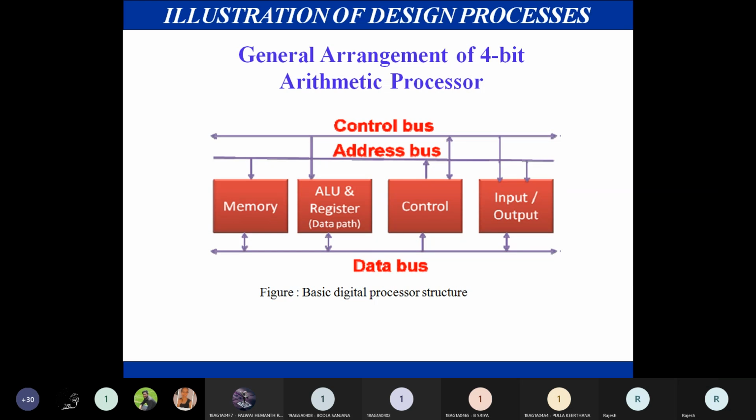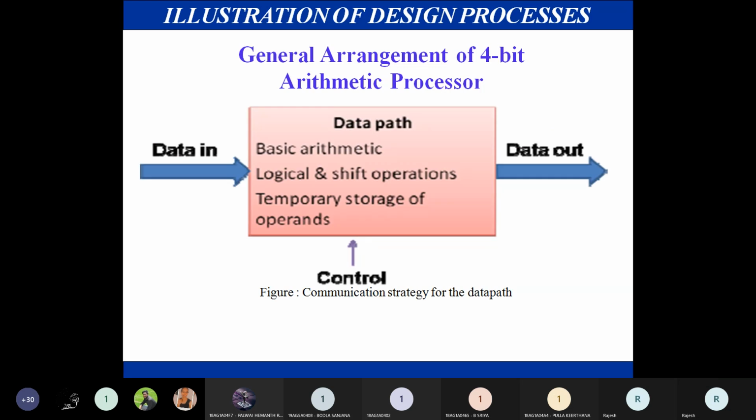So all control lines will run vertically, and all data lines and address lines will run horizontally in the design. So here it is a 4-bit arithmetic processor. It is getting an input called data in. That block tells it is a bus. So it is 4-bit data, and it is fetched to the data path.